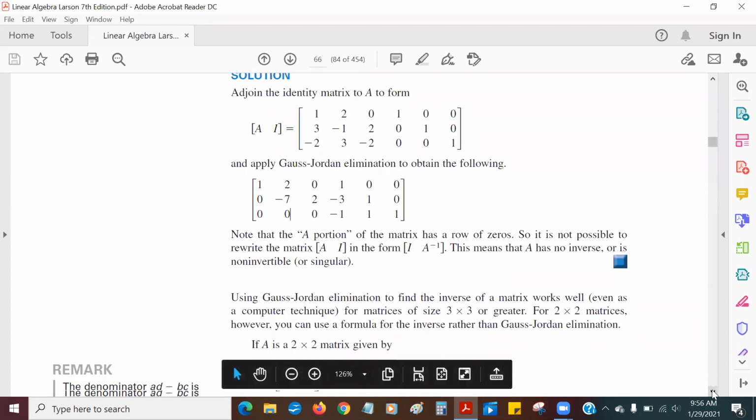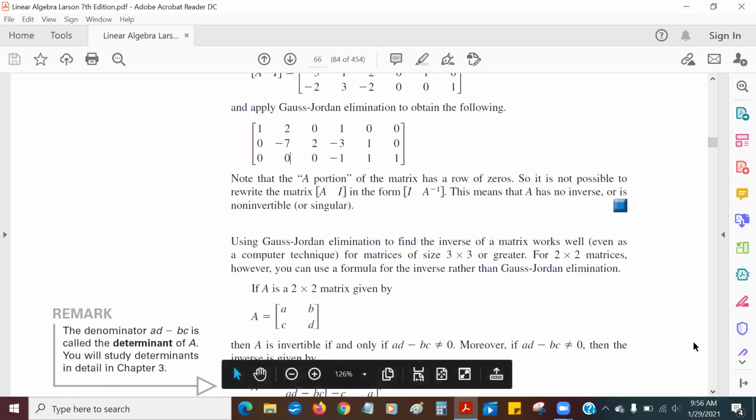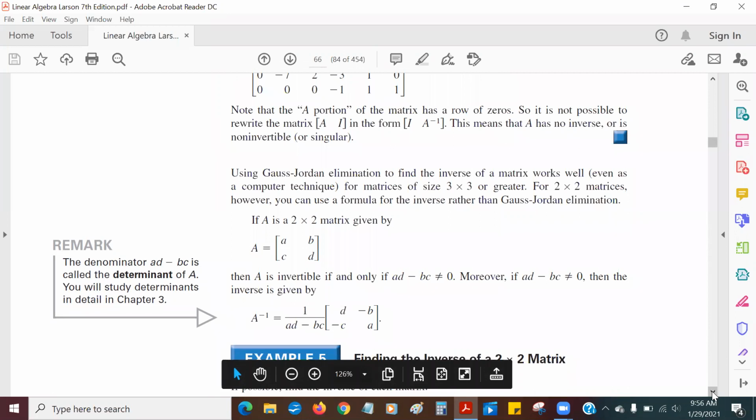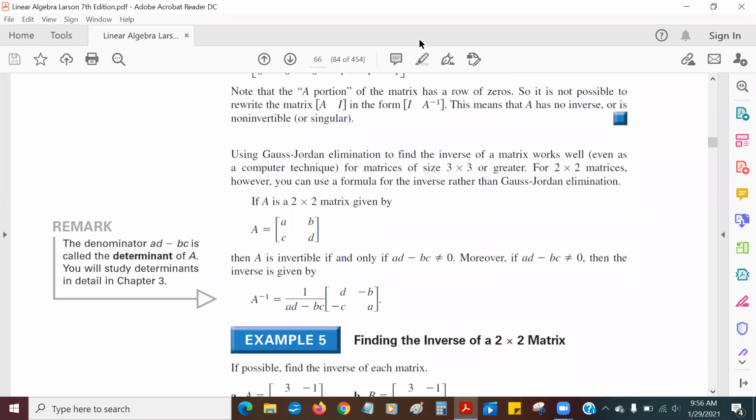Now, here is a formula which we're just giving you. If A is a 2x2 matrix, this works for 2x2 matrices only. It doesn't work for other matrices, but it's a very simple formula. If I have a, b, c, d, those are the 4 entries in the matrix, and this is the original matrix A, then A inverse is 1 over ad minus bc times the matrix d, -b, -c, a.